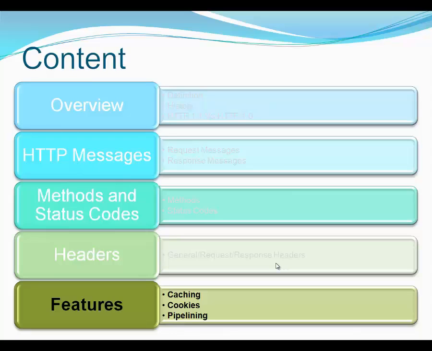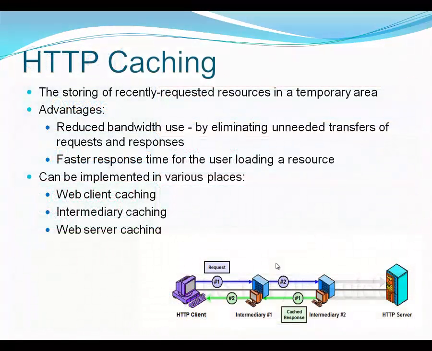Now we'll speak about a few important features like caching, cookies, and pipelining. So the very first topic is HTTP caching. The definition of caching would be the storing of recently requested resources in a temporary area on the server, or temporarily storing the object so that if next time that object is requested, it's delivered from the cache itself.